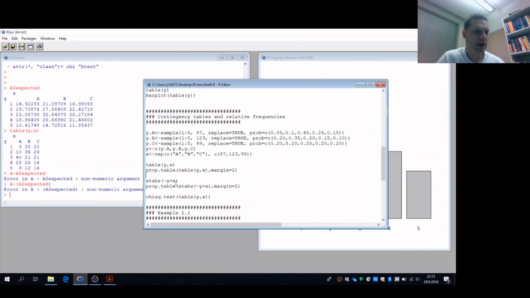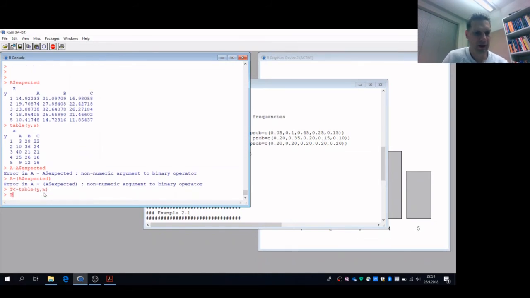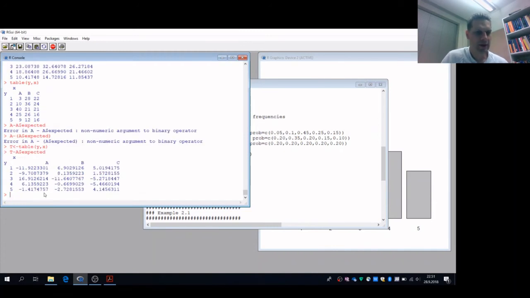So it is by comparing the... sorry, I was really doing the wrong thing here. We need to put this table. Let's just call this a table now. So if I take the table minus the expected, which was given by this, this is a difference.